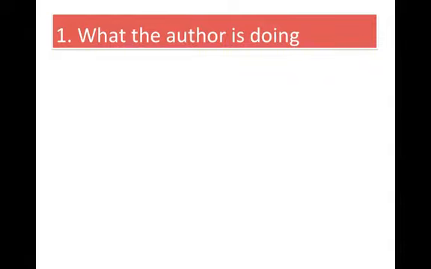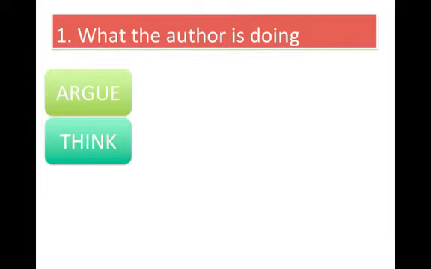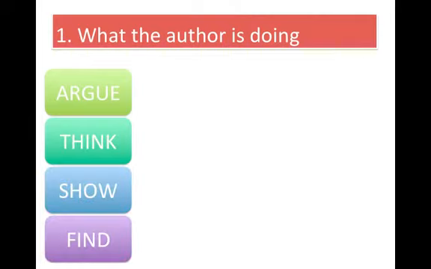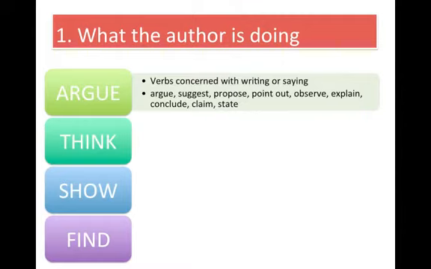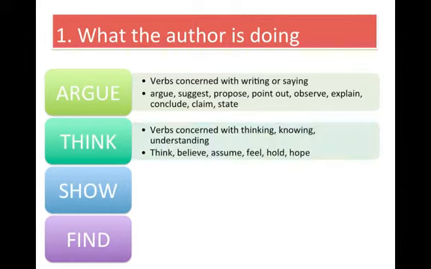First, let's talk about the reporting verbs that show what the author is doing. There are 4 different categories: argue, think, show, and find. The verbs in the argue category are usually concerned with writing or saying. For example, argue, suggest, propose, point out, observe, explain, conclude, claim, state. Verbs that belong to the think category are usually concerned with thinking, knowing, understanding. For example, think, believe, assume, feel, hold, hope.